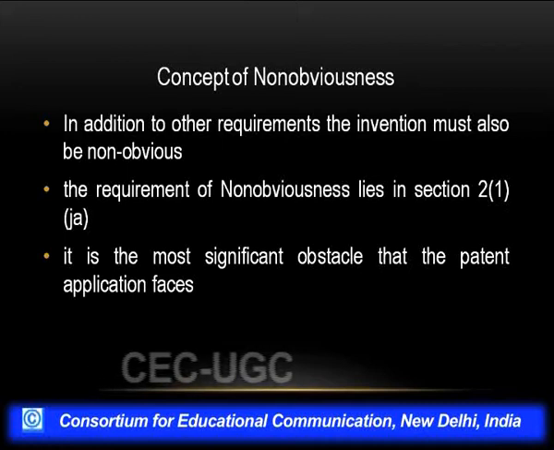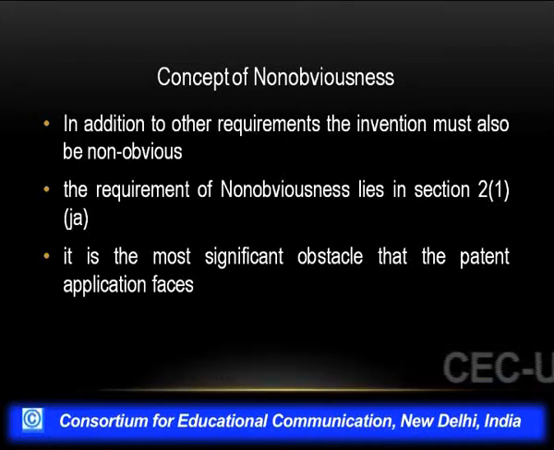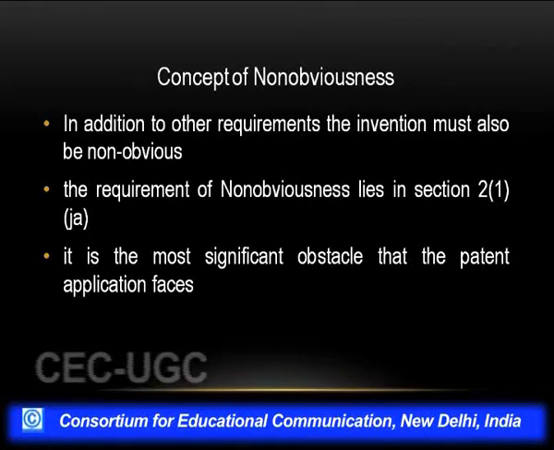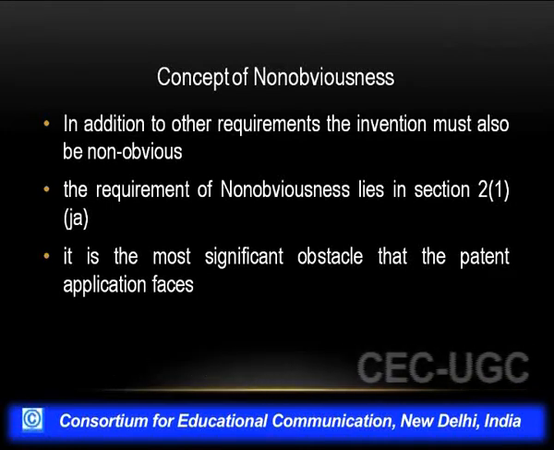Novelty is one thing, non-obviousness is another qualification. One applicant seeking a patent may be able to prove the novelty, but his work may get hit or negated by the qualification of non-obviousness. So he has to prove the qualification of non-obviousness as well, along with the qualification of novelty, which we have discussed in our previous discourse.